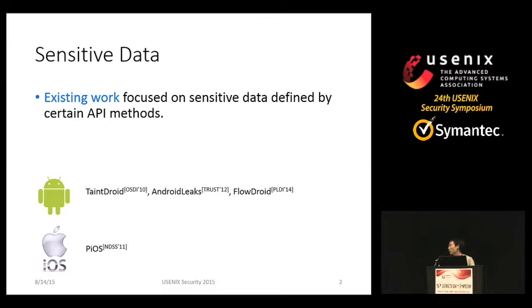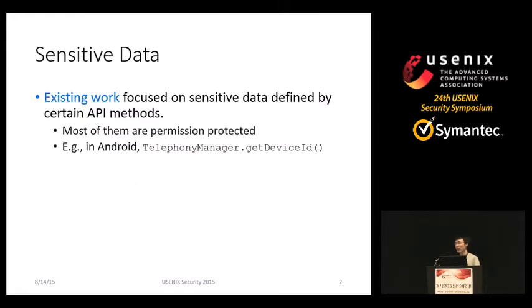There are a lot of existing efforts working in this area, but their focus is mainly on sensitive data defined by certain APIs. For example, the APIs that can return the device identifier or the phone's current location. And most of this data is permission protected.